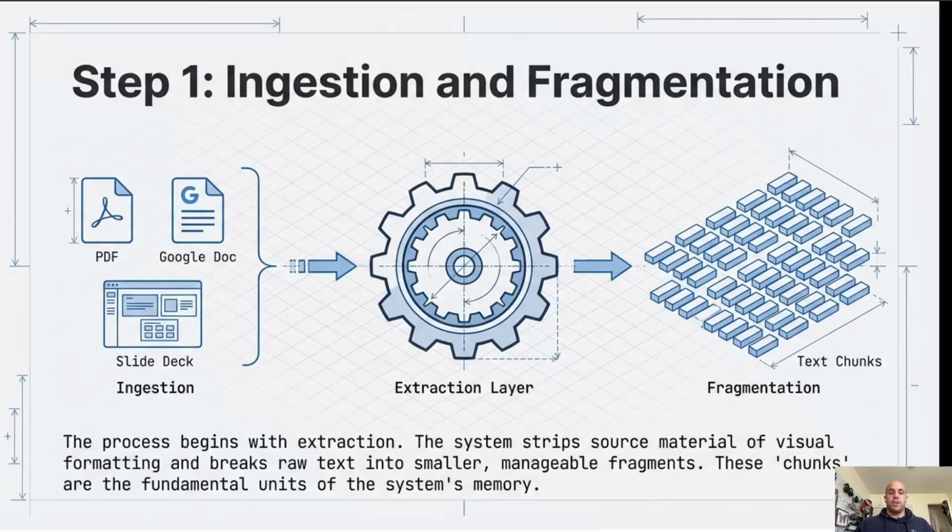So the technical journey of NotebookLM begins with ingestion. When you upload a source, the system's extraction layer strips away visual formatting and breaks the raw text into smaller, manageable fragments called chunks. These chunks are fundamental units of the system's memory, and by breaking down documents and sources into fragments, NotebookLM can then later pinpoint exactly where the paragraph or the information is in regards to what question you're asking or what synthesis it needs to do.